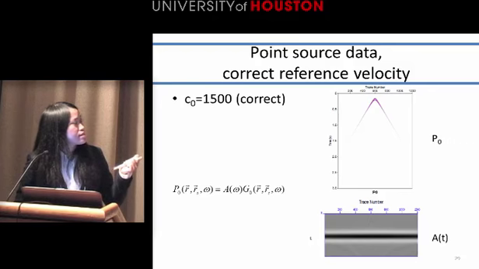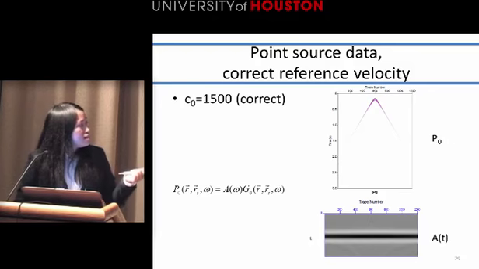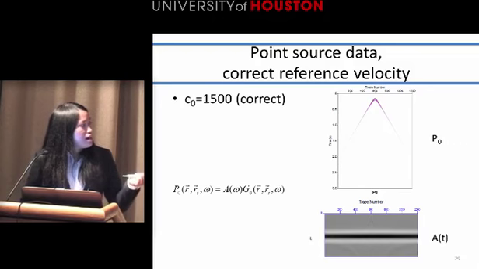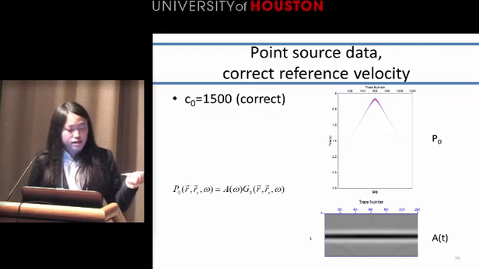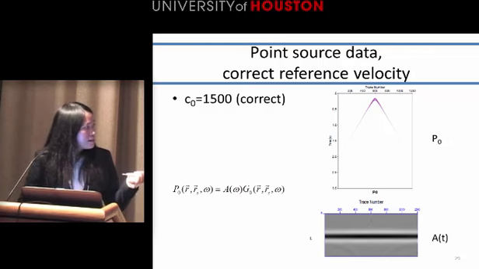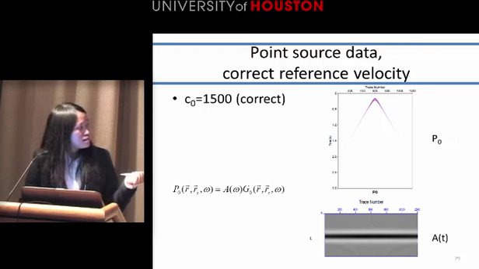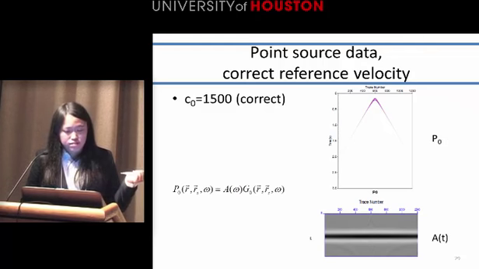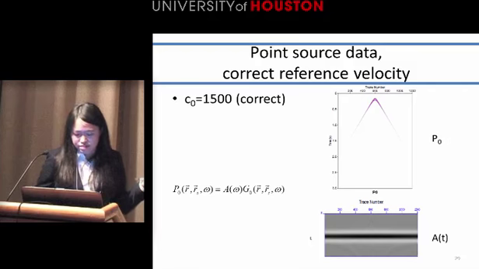This is when we use the correct reference velocity. And after dividing the Green's function, we get the wavelet at different places, at different points below the mammoth surface. And you can see the result is the same at different points. This is the invariant that we mentioned above.